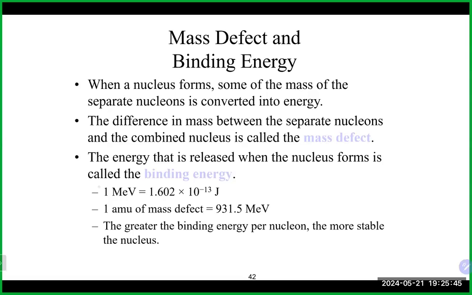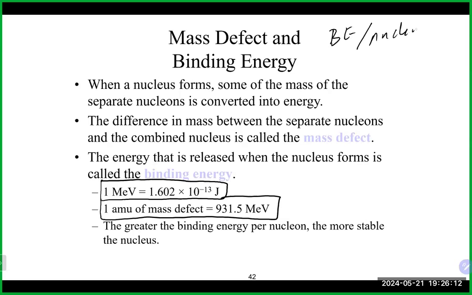These are a couple of conversions that can allow you to skip using Einstein's equation and just use these two, which are based off of it. 1 mega electron volt is equal to 1.602 times 10 to the minus 13 joules, and 1 AMU of mass defect equals 931.5 mega electron volts. In terms of binding energy per nucleon, there are 2 common units used: joules per nucleon or mega electron volts per nucleon. Again, you could go into Einstein's equation, or you could just use these conversions and bypass it in a lot of cases.